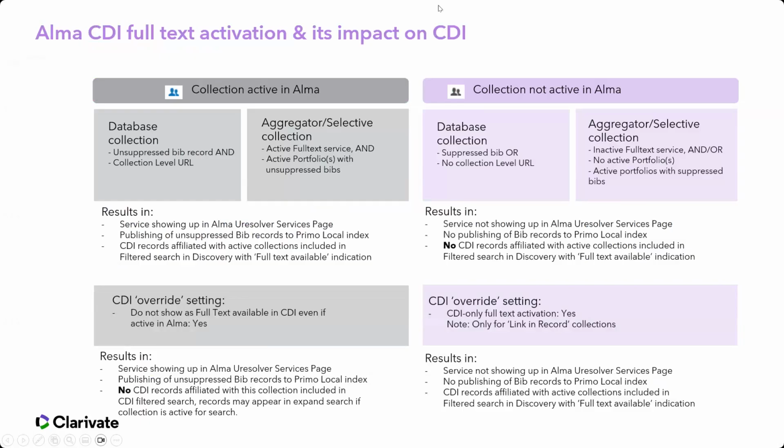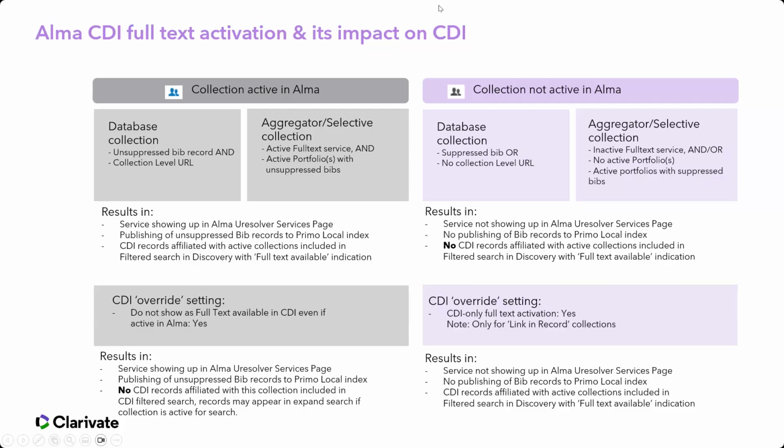It's a bit of a full slide, but it gives a complete overview of the activation and the impact on CDI, and it includes the settings that I talked about in the previous slide. This one is about full text activation, and the next slide will be about the search activation. So this in one glance shows you what happens if a collection is active in Alma versus when it's not active, and what its impact will be on the link resolver and on CDI.